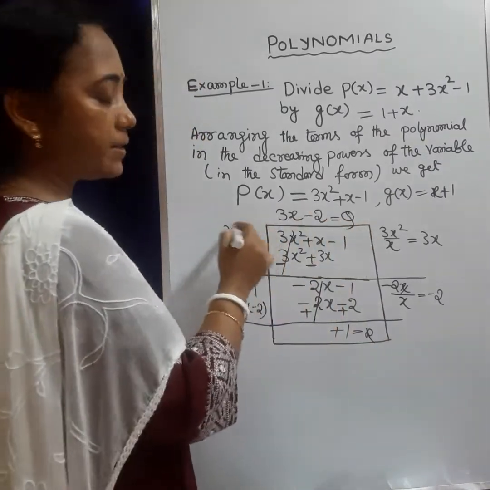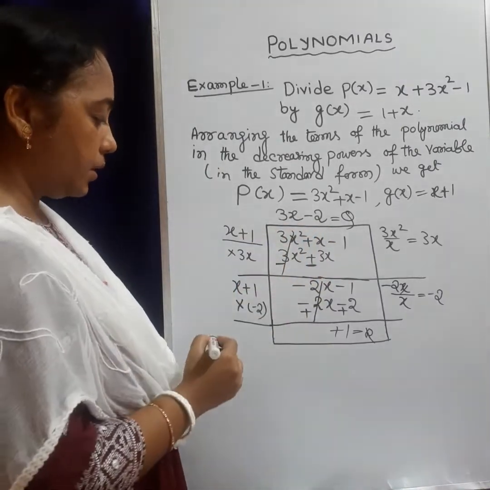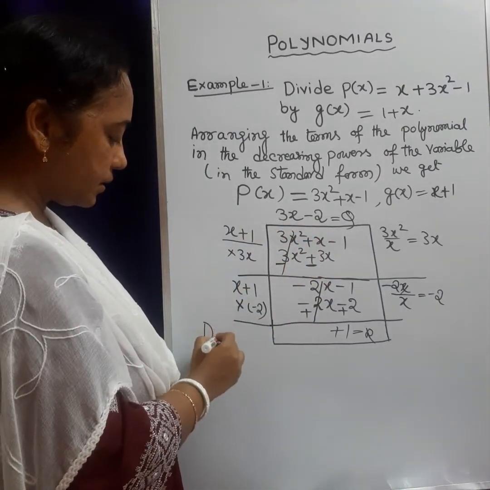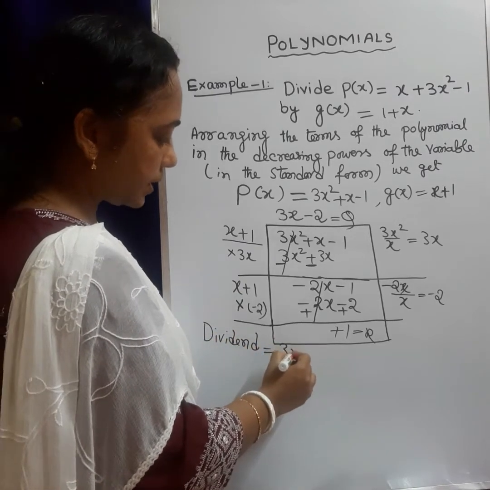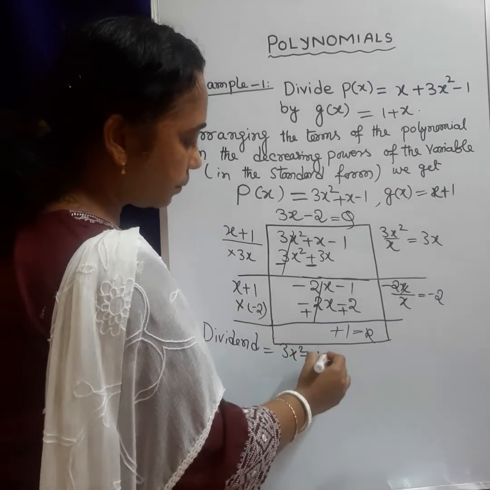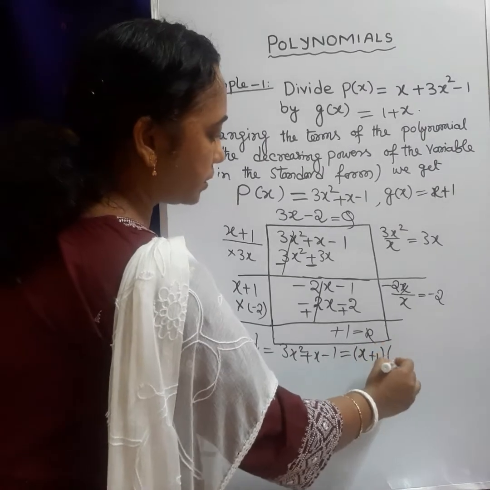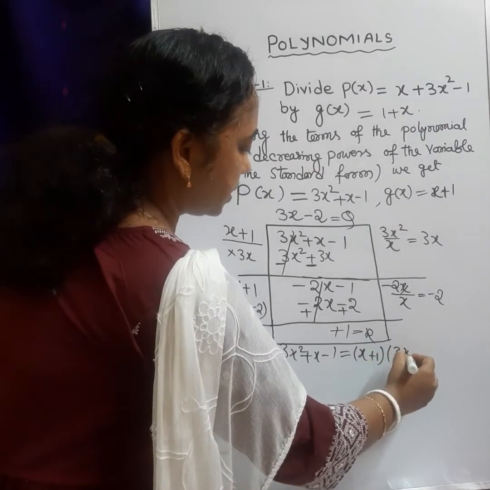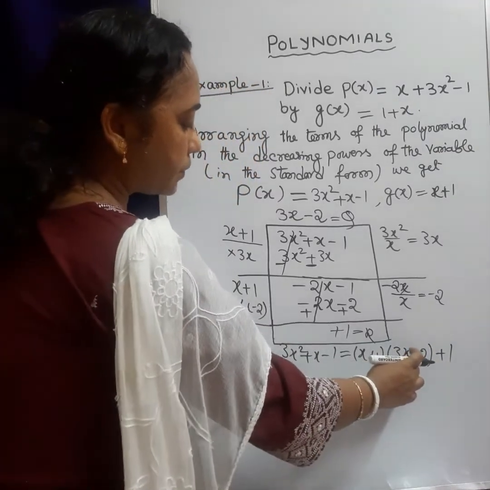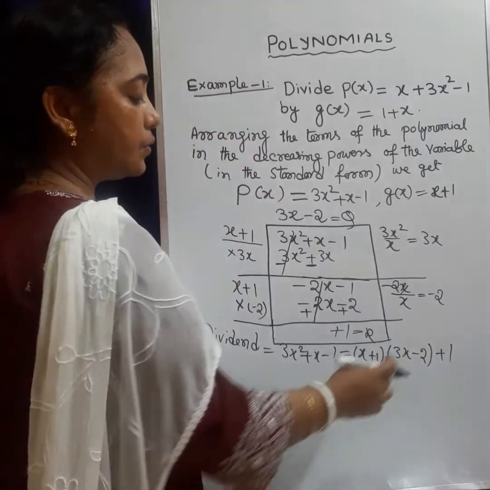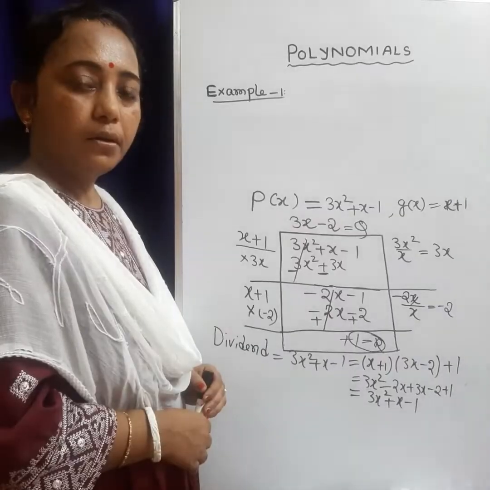and the divisor is x plus 1, and 3x square plus x minus 1 is the dividend. So we can express the dividend, 3x square plus x minus 1, as the product of divisor and quotient, x plus 1 times 3x minus 2, plus remainder. If we find the product of this divisor and quotient and then add 1, we will see that we get the dividend.